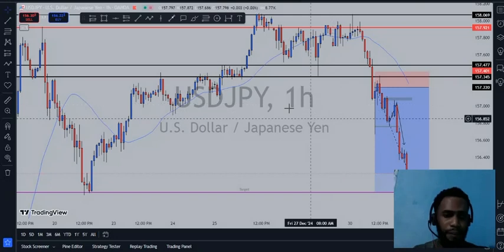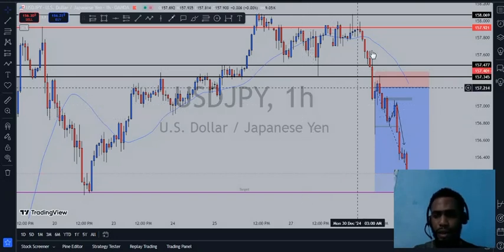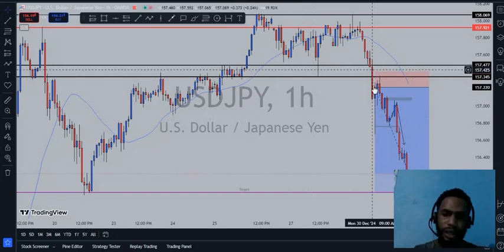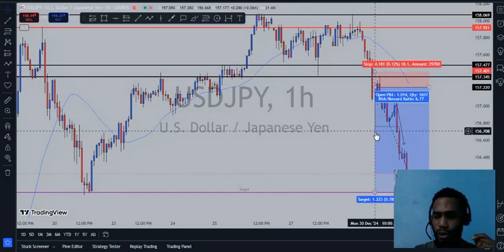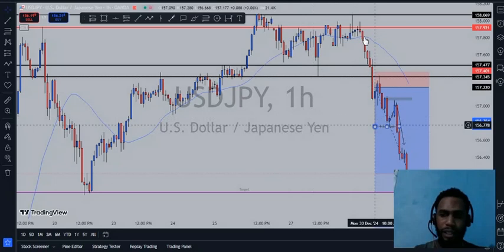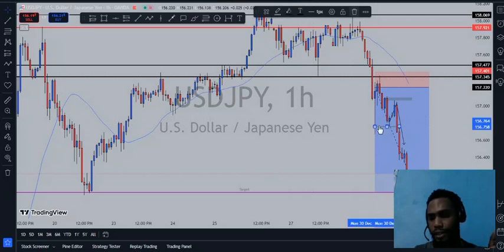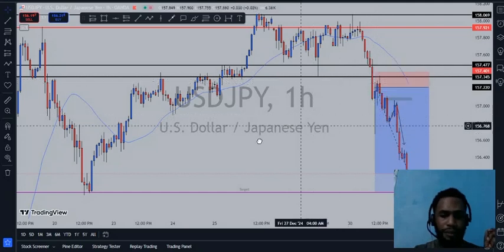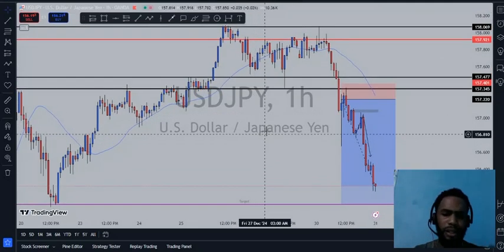But how I got into this trade: once I saw that the market was pushing to the downside, the market pushed all the way down to here. And then what happened was that the market gave us a pullback, pushing back to the upside, right? So why is it important to wait for the retest?